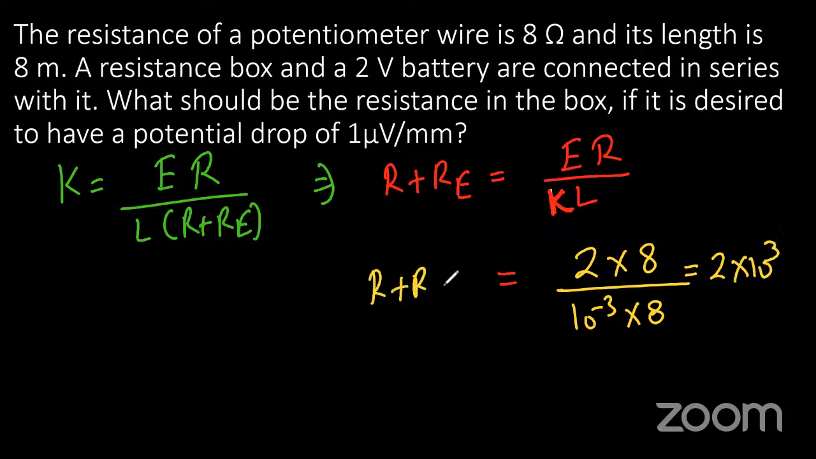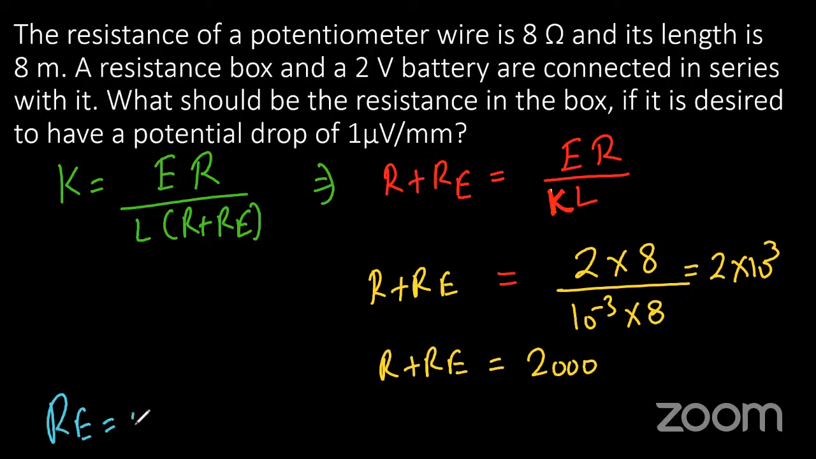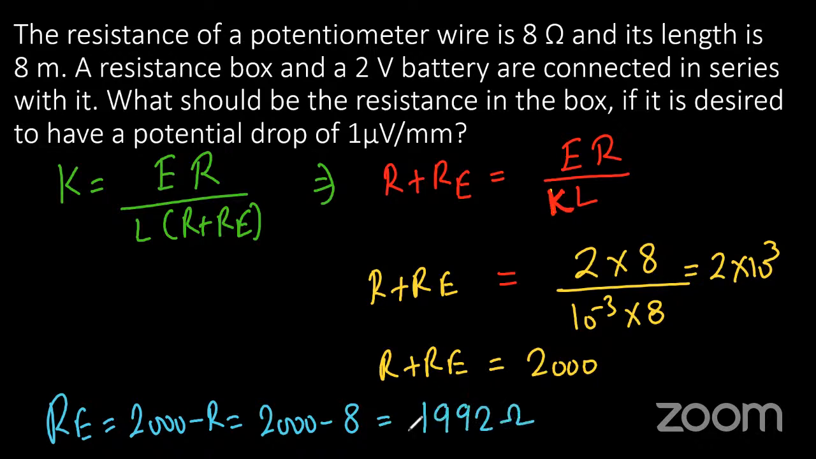मतलब R plus Re, इसका आंसर क्या आएगा? It's 2000. What I required? मुझे चाहिए Re. So what is Re? It's 2000 minus R. So 2000 minus 8. ठीक है, so आंसर कितना है? 1992. बस. तो from the resistance box कितना रेजिस्टेंस चाहिए? 1992. खत्म. This sum will be for the 2 marks. Again it will be for 2 marks.